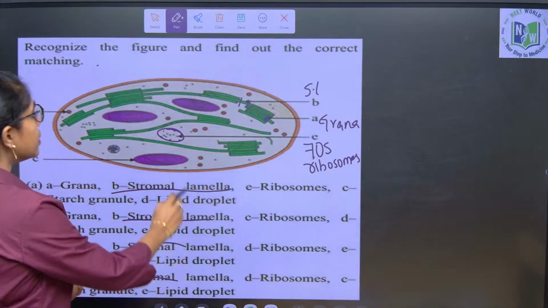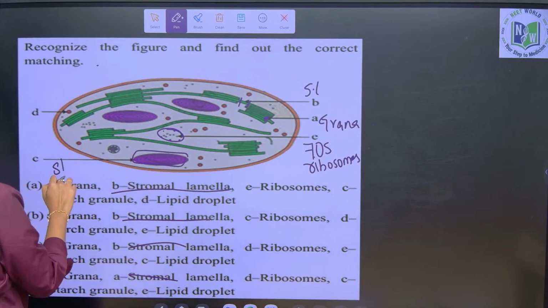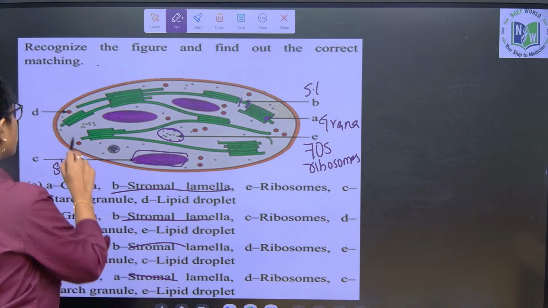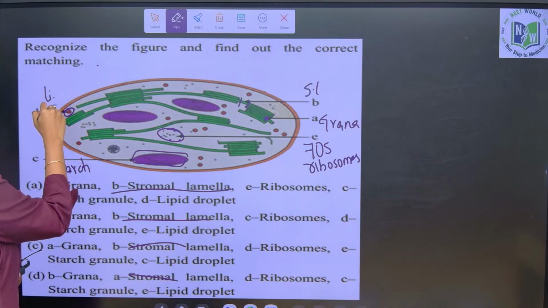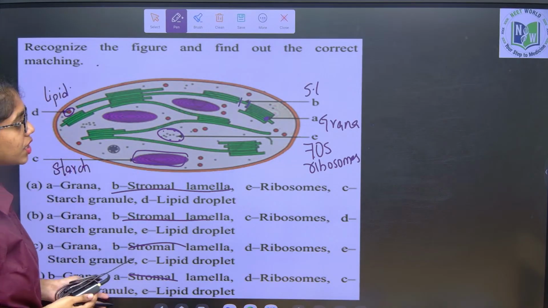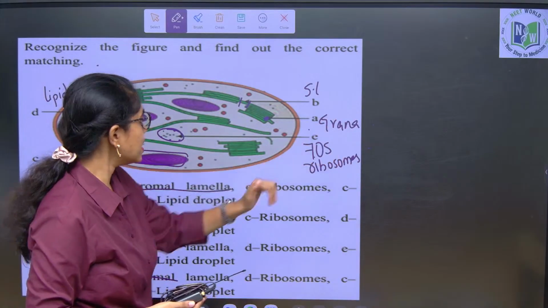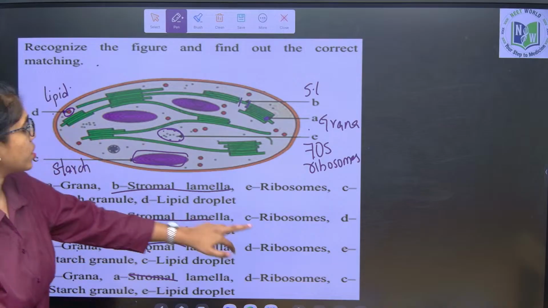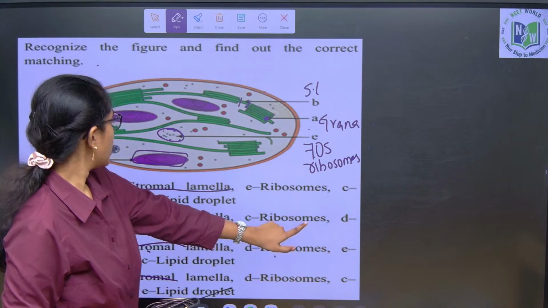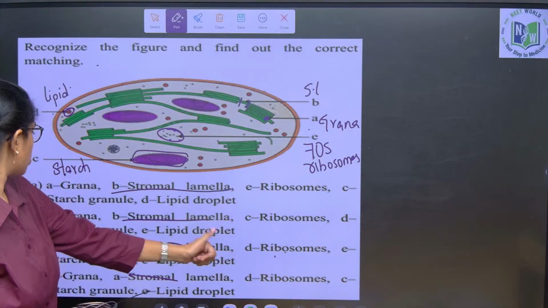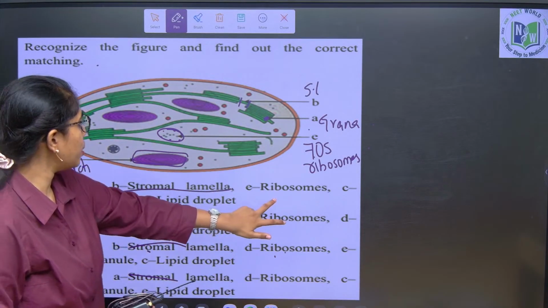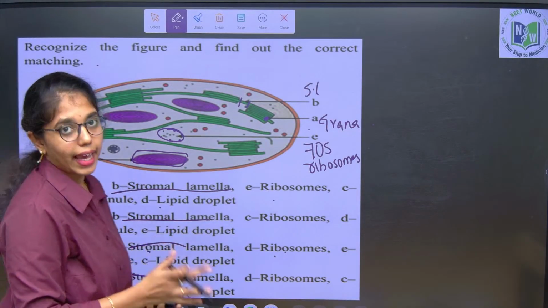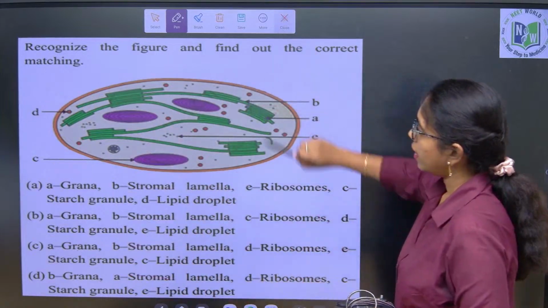Next, this is large starch granules, where glucose is stored inside the chloroplast in the form of starch granules. And these are lipid droplets. As such, A is grana, B is stroma lamellae, D is lipid droplet, E is ribosomes, and C is starch granule. So we can go with option A. Understood, everyone? Next.